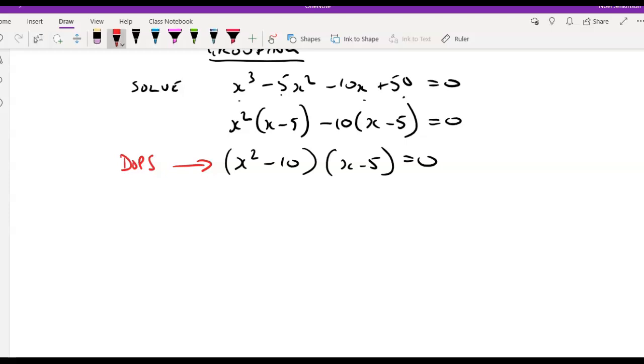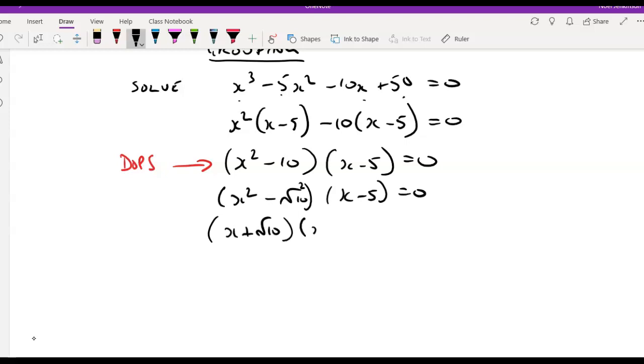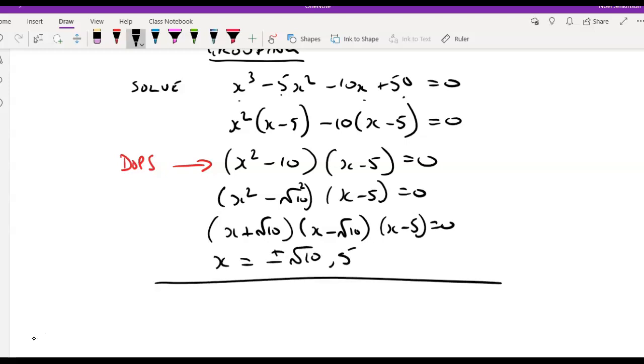This is a DOPS, so I'm going to do x squared minus root 10 squared, just to show exactly what's happening there. So I'm going to do (x plus root 10)(x minus root 10), using my DOPS formula, and (x minus 5) equals 0. So x could be plus or minus root 10 and 5, the solutions. So that's a grouping. Less likely that you're going to have to do that, but it did revise DOPS at the same time, so that's pretty terrific.